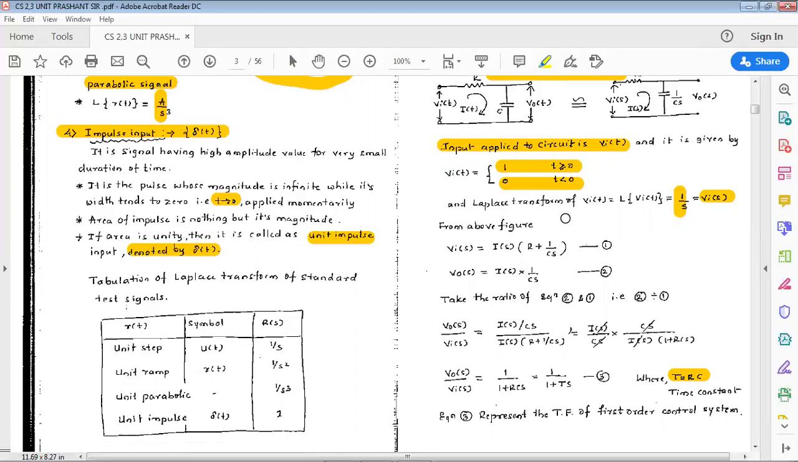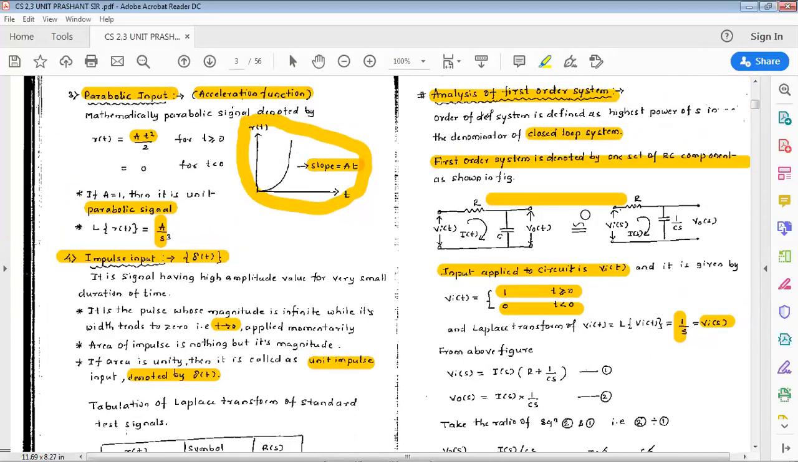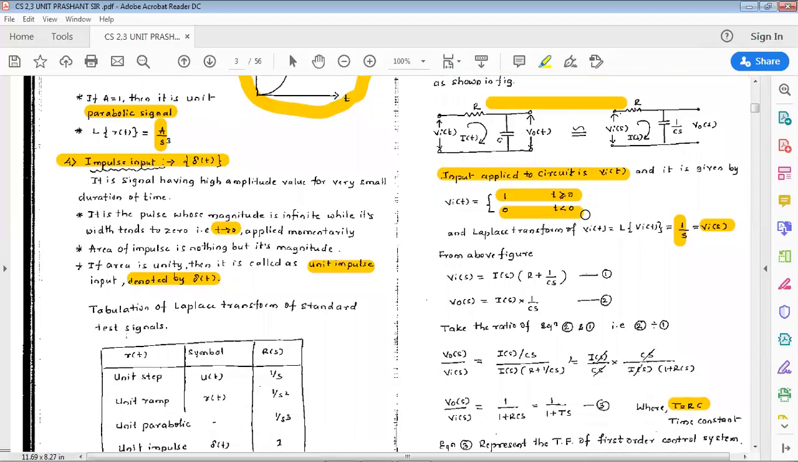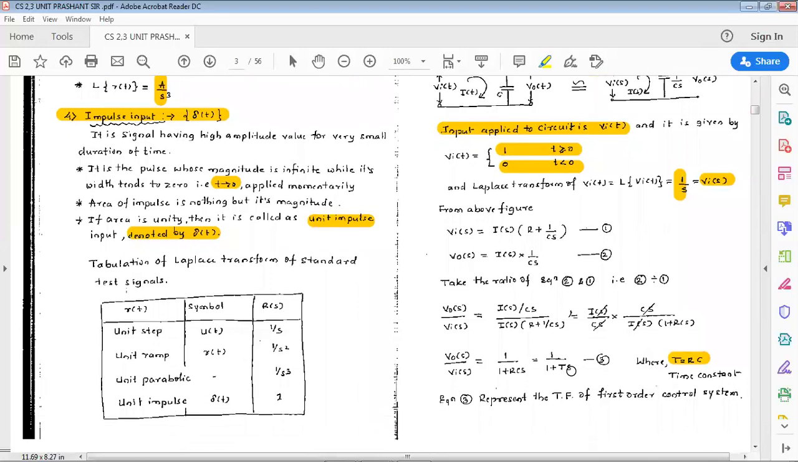This is how we can find the first order system analysis, how exactly it gives the transfer function when you have R and C in the circuit elements. Rest of the things we'll discuss in the next class.